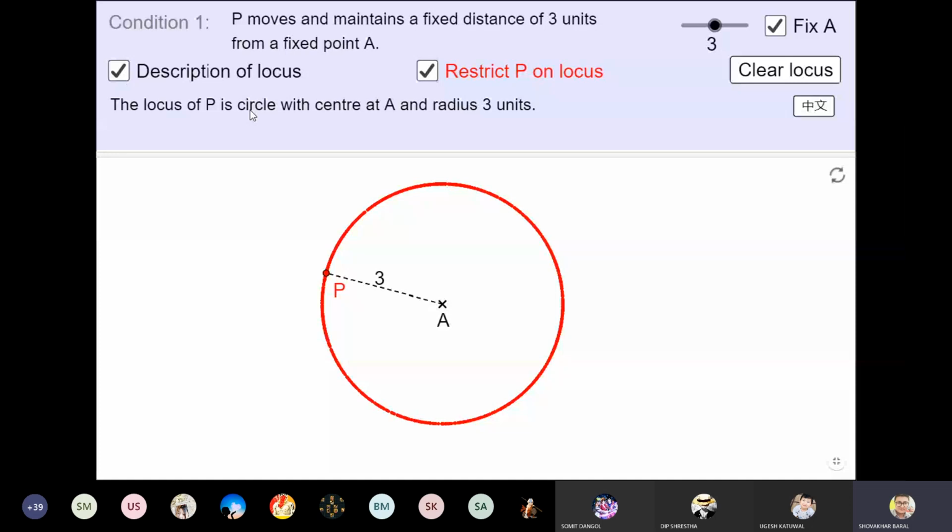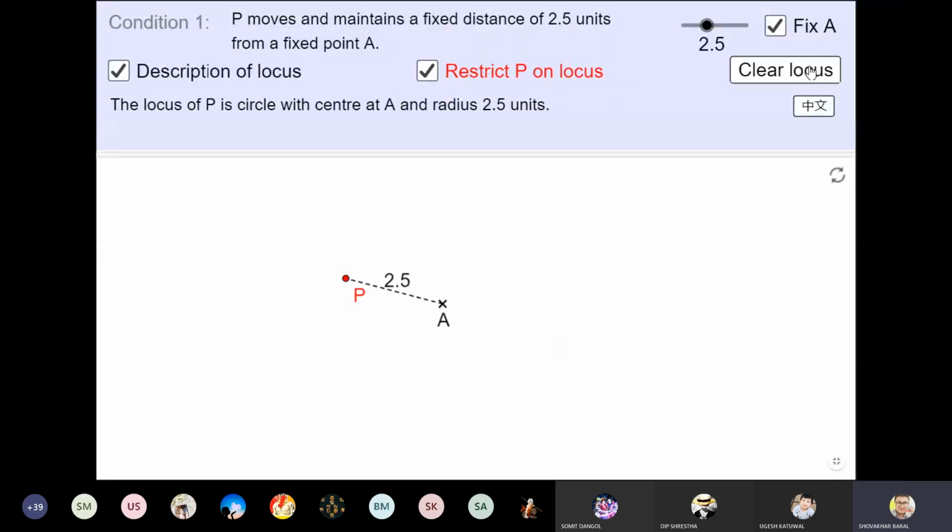Okay, the locus of this point P is a circle with center at A and radius 3 units. Do you understand or not? So locus के बन्यो यसमा चाहिँ a circle whose radius is 3 units. Okay, so if I go on increasing the radius here, it will be a bigger circle here. So let me make a circle of smaller radius than this one. So let me make the circle of radius 2.5.